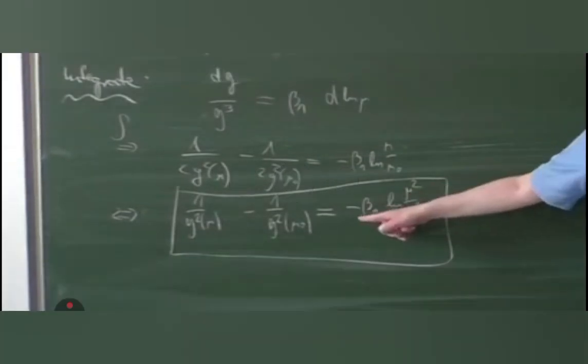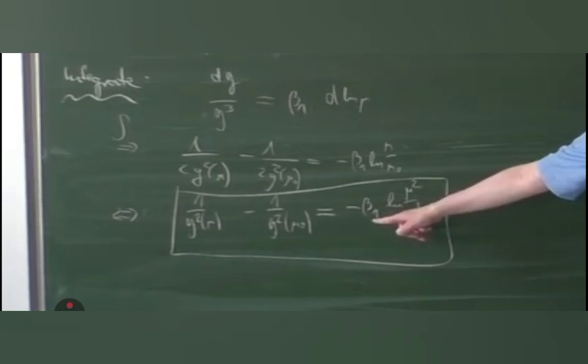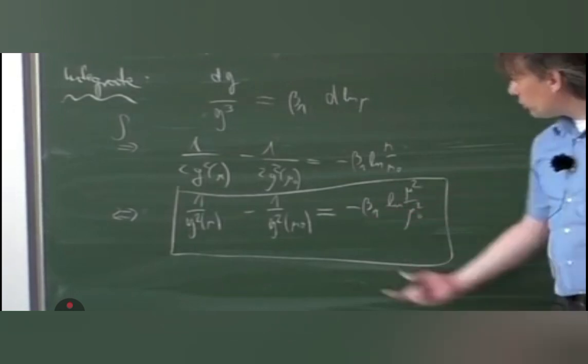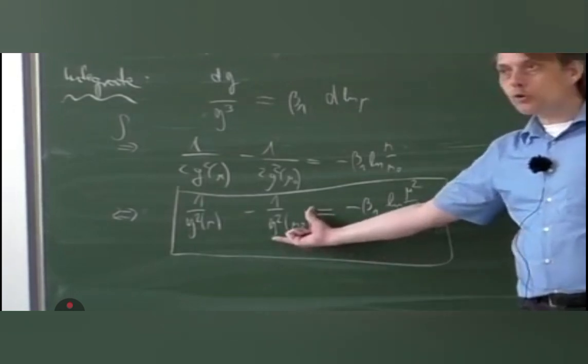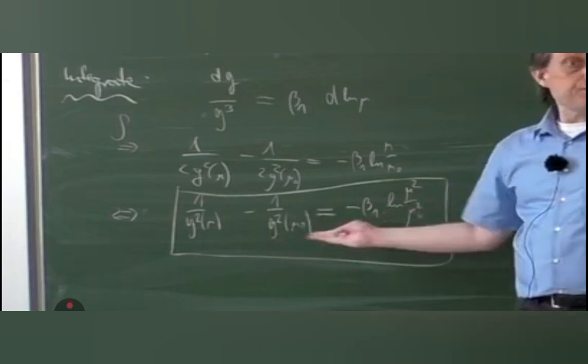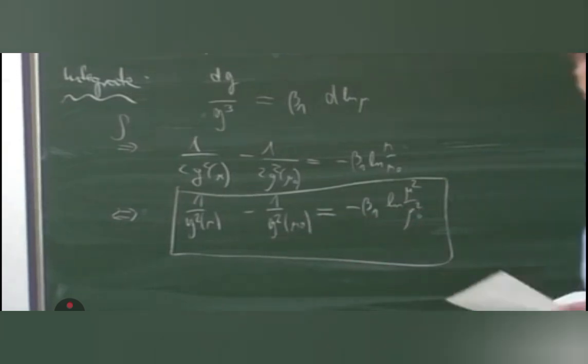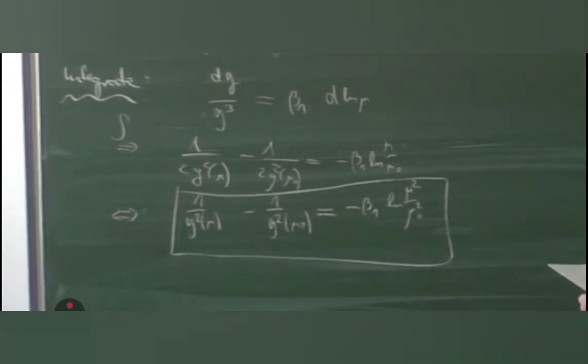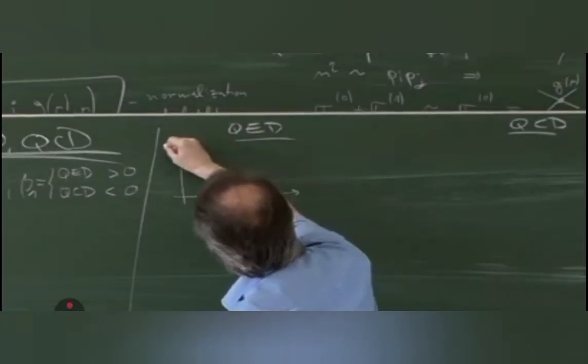And we can now plug in the values, positive constant or negative constant. So what you see is that this 1 over g square is just a linear function of ln mu. And so we can plot the result. Maybe let's do it next to each other, QCD and QED. So first I would really plot this simple.